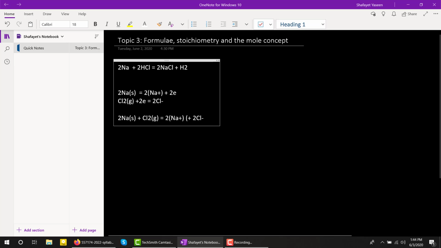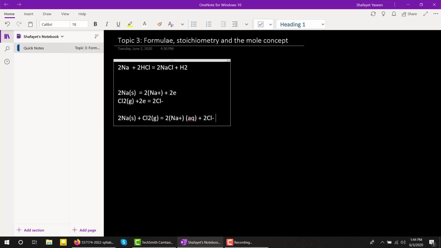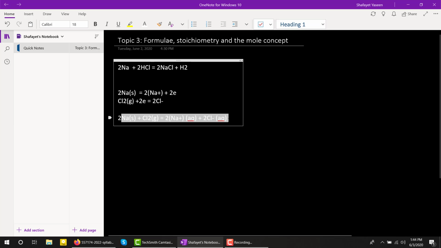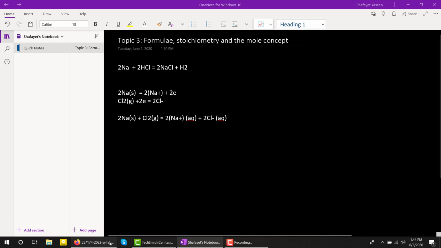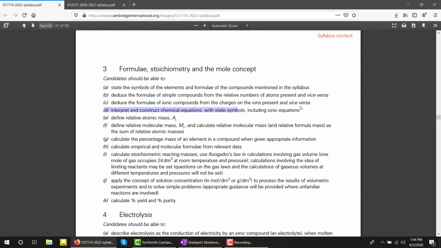If you want, you may include the aqueous parts, but I don't think that's compulsory or anything. So yeah, this is your final equation, including state symbols and all. So we've now fully covered the fourth outcome of our syllabus. Let's move on to the fifth, defining relative atomic mass, Ar.